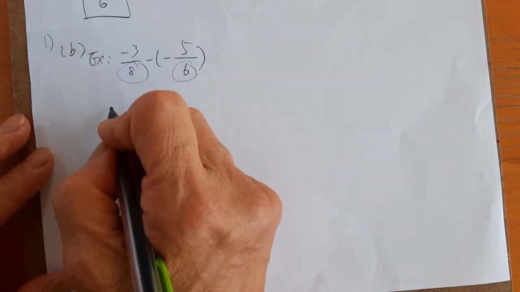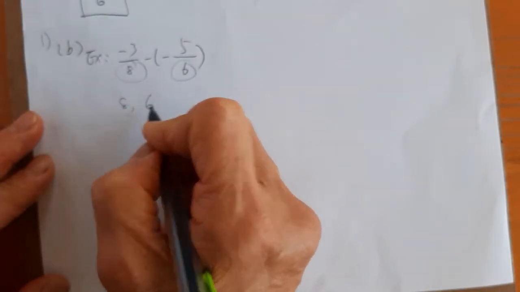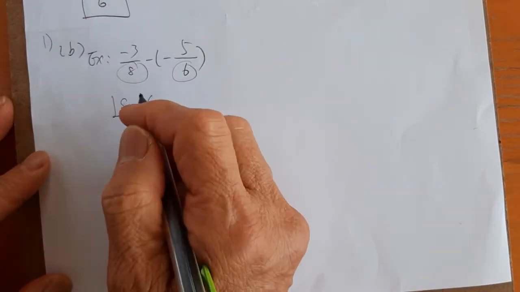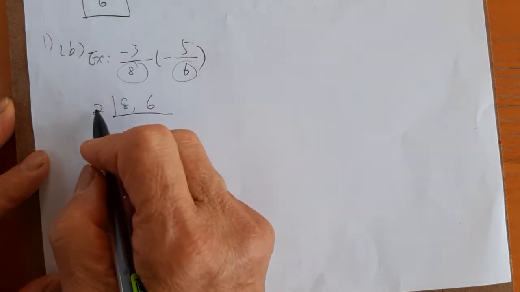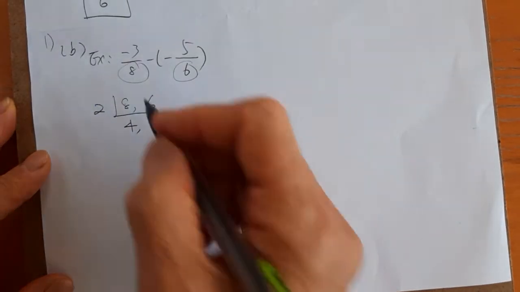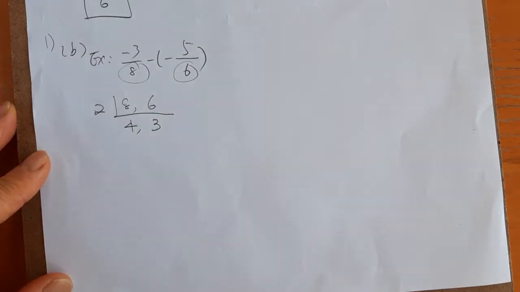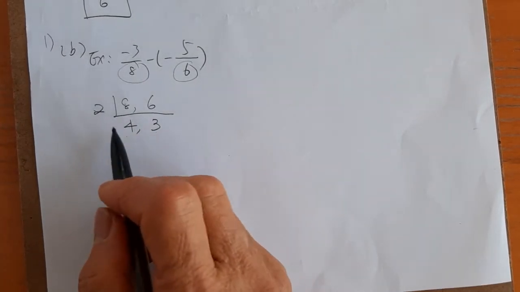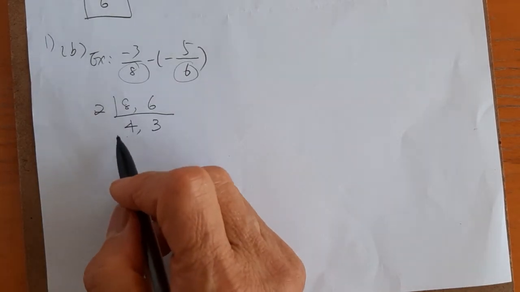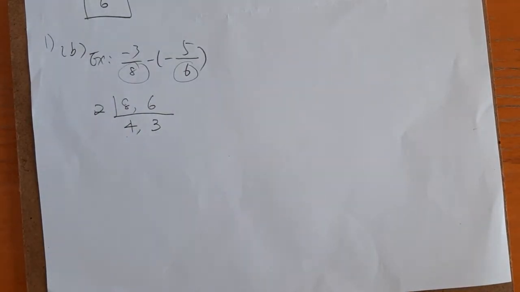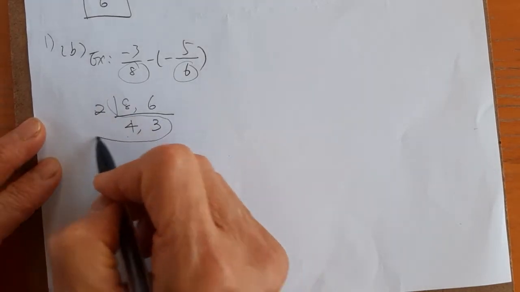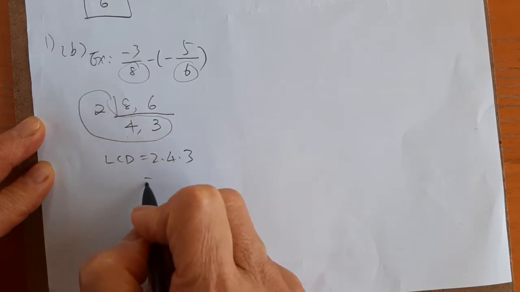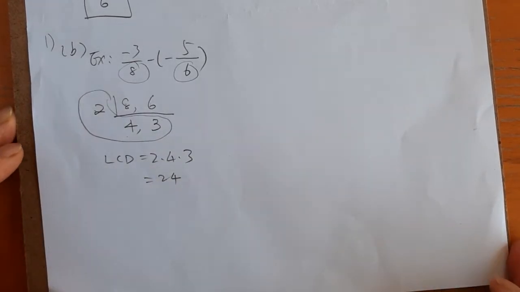How to find LCD? 8 and the 6, put in the division box. Common factor, 8 and the 6 have common factor 2. 8 divided by 2 get quotient 4. 6 divided by 2 gets 3. And 4 and the 3, no more common factor. Common factor is just 1. If you divide it by 1, it's still 4 and the 3. Doesn't change. So we stop and multiply those out. That's LCD. 2 times 4 times 3 and get 24. So LCD is 24.